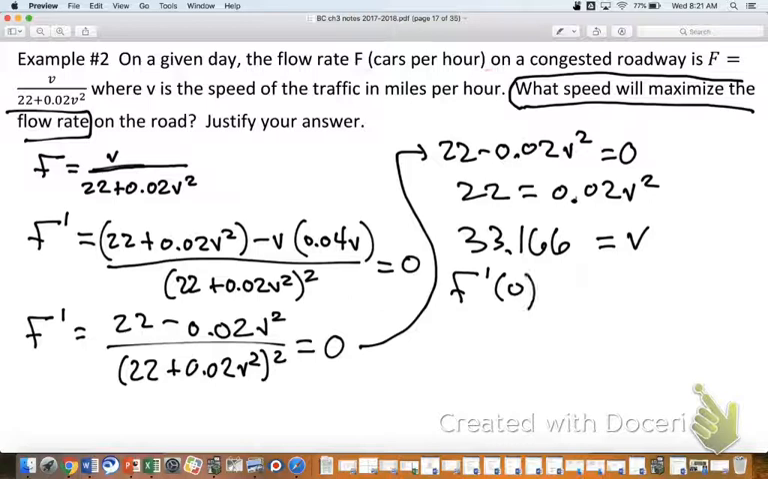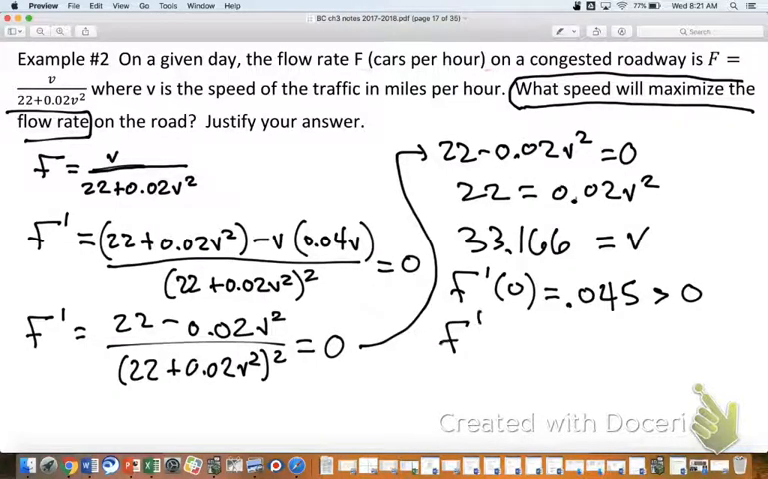0, okay. How does 0 work out? Well, you get 22 over 22 squared. What is that? 0.04? 0.045. Okay. What would be the most important thing about that number? It's positive. And then we also want to establish a number to the right of our critical point. What is the number to the right?